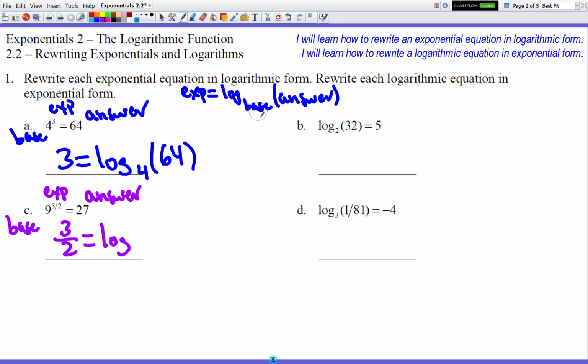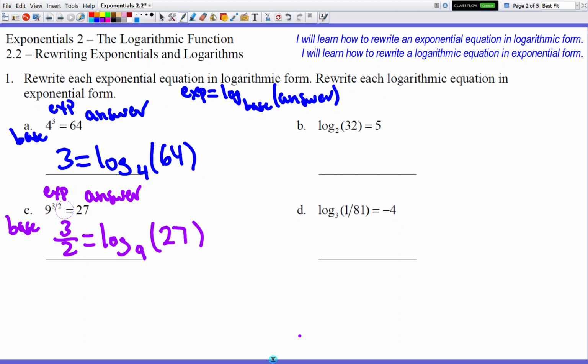Then base. So who's sitting in the spot called base? 9 is. I write a tiny 9 right here. Then I put parentheses. What's in the parentheses? Answer. So who's sitting in the spot called answer? 27 is, so I put a 27 there. This is when I go from exponent form to log form.